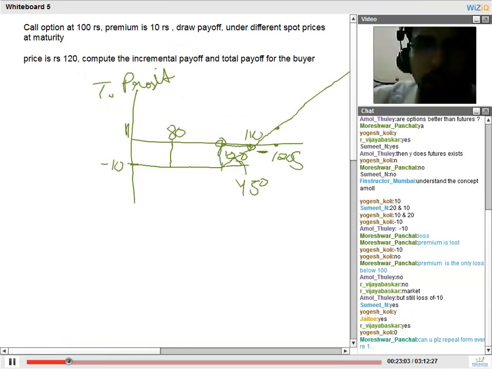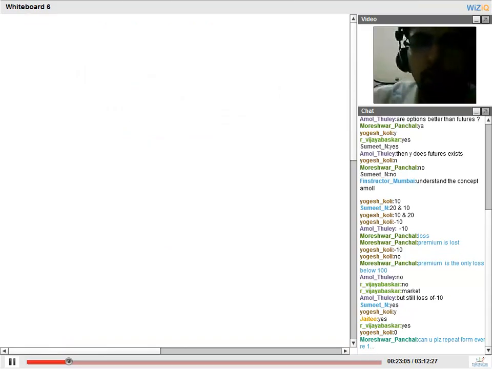Let's look at how the payoff would look on a long put position. Please take 1 second, everyone in your notebooks, try to draw the payoff on a long put. I will draw it in 1 second. Just try to think about it for 1 second, and I'll draw it thereafter.